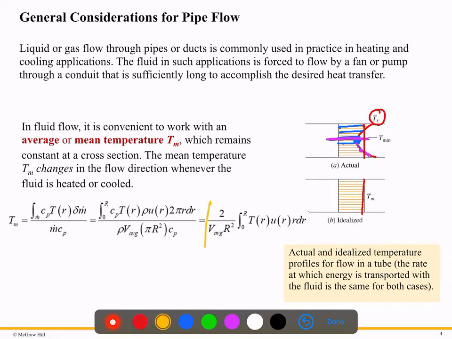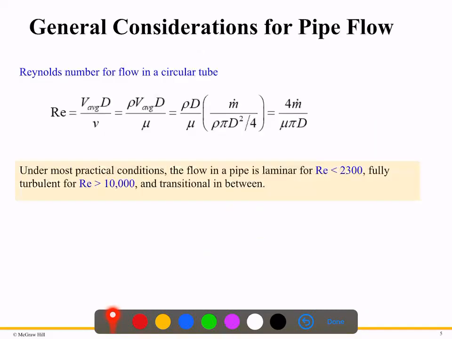Here is the formula. I will show you in the formula later on. This is how you can calculate the mean temperature. But I will show you a very simple, easy, straightforward way to calculate the mean temperature. So these are some general formulas.